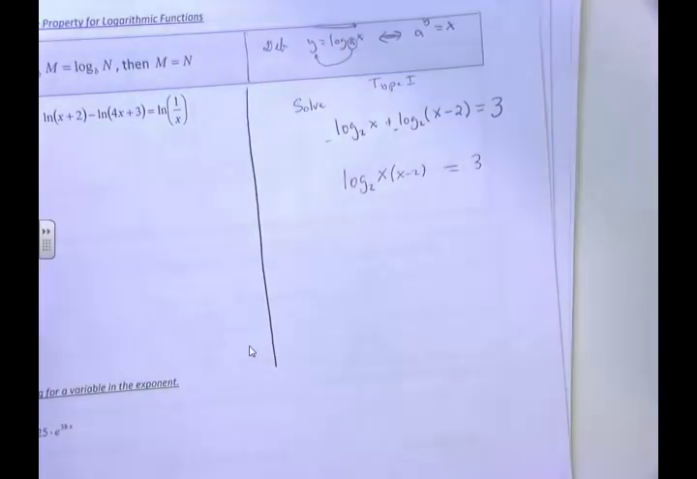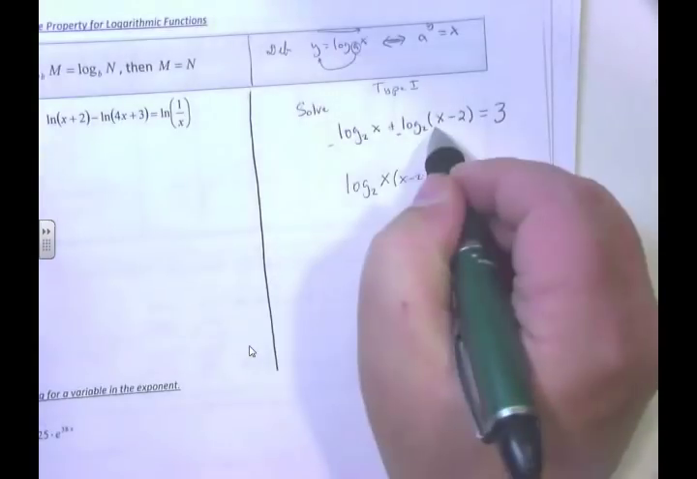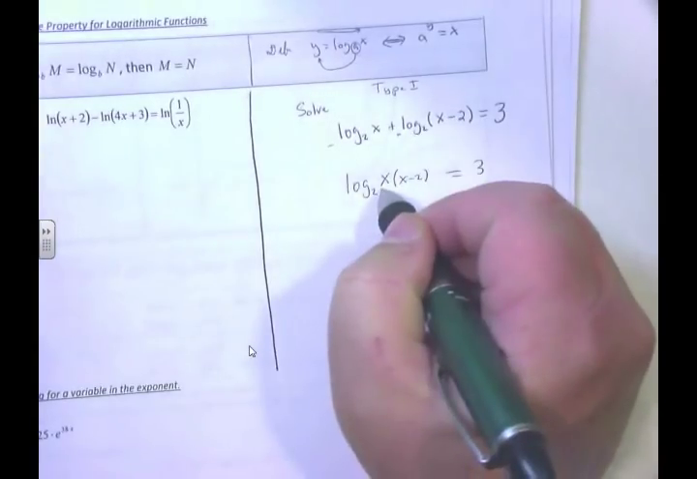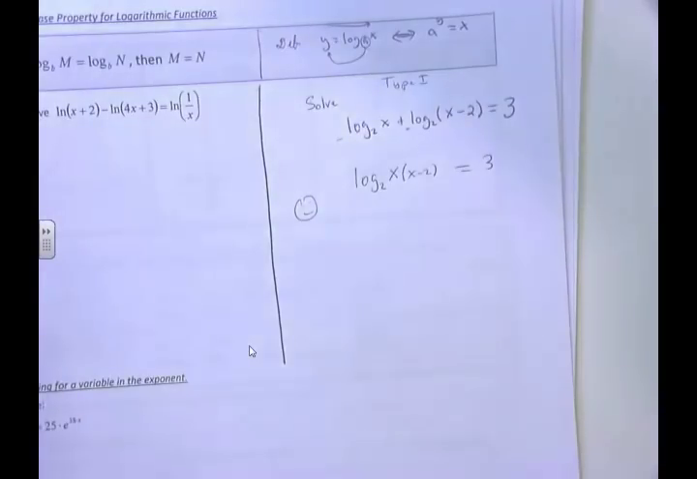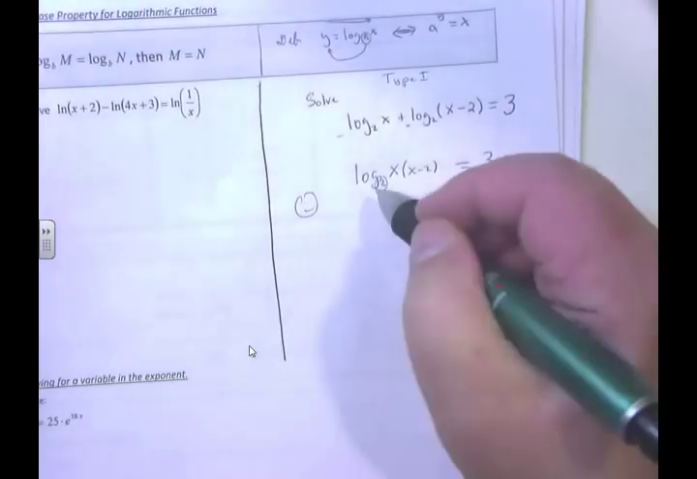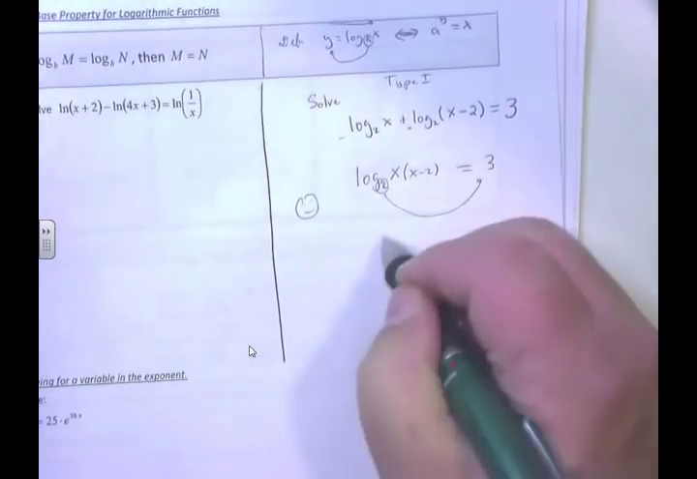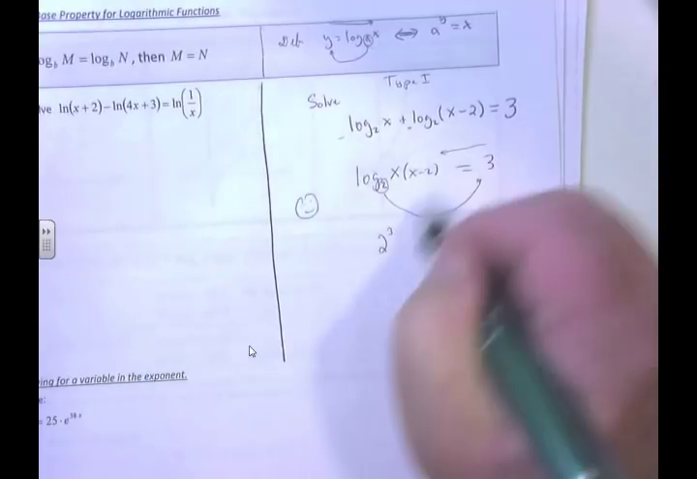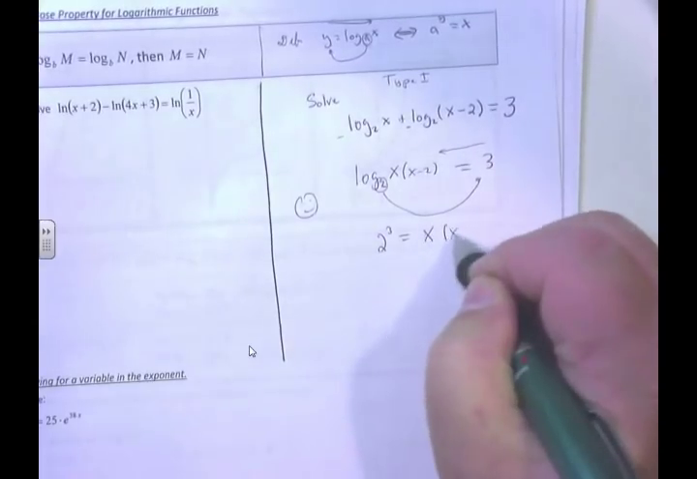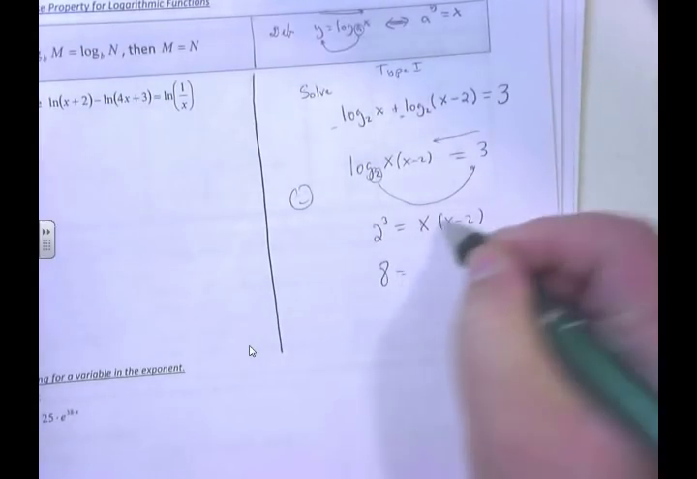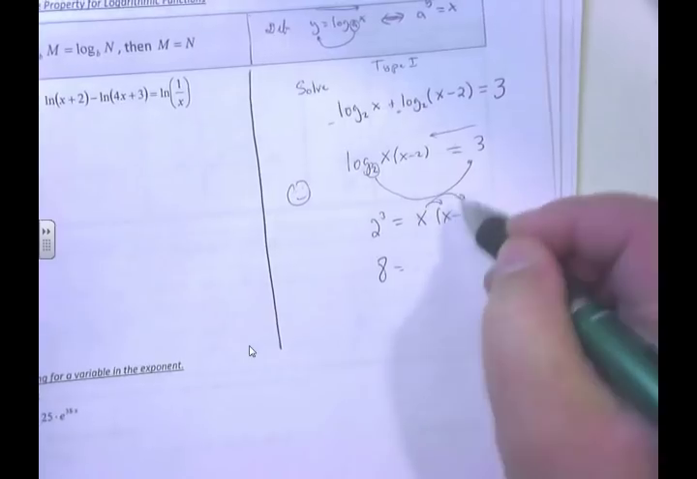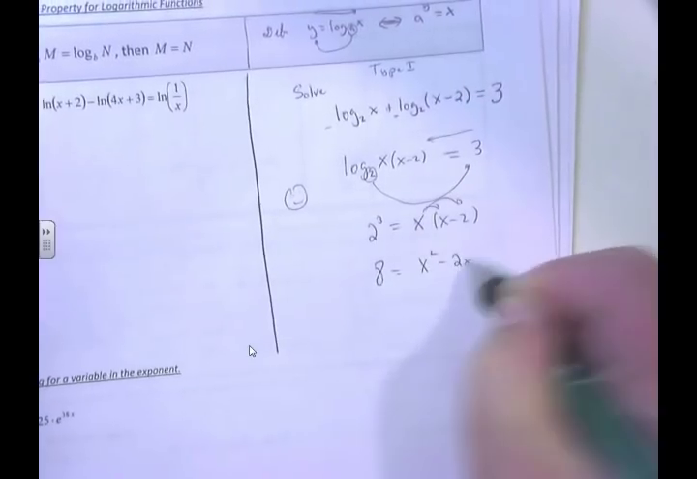Now, here we go. I've converted my multiple logs to one big log, equal to a number. Now, I'm going to smile at it. Start with the base, use your definition. Raise it to the other side: 2 cubed equals what you're taking the log of, x times x minus 2. Okay? What's 2 cubed? 8. Oh, we can do math. 8. What is x times x minus 2? I'm going to distribute. That's going to give me x squared minus 2x.